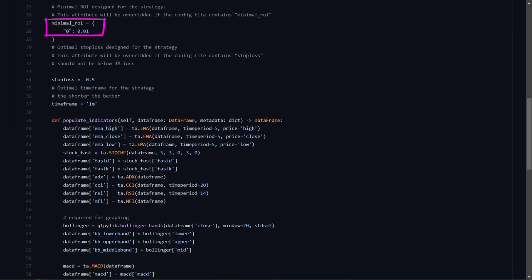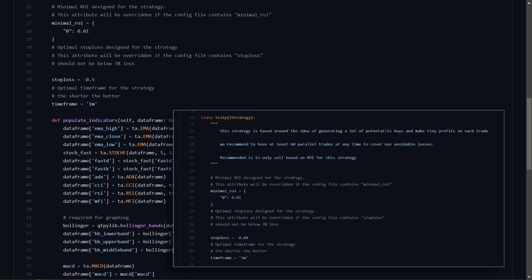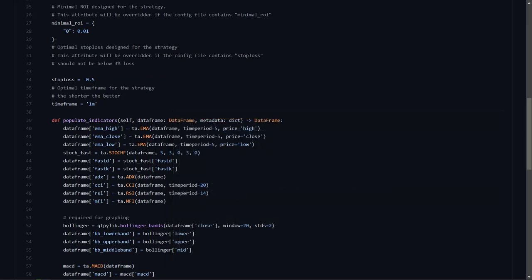The ROI of this strategy is 1%. This means that the strategy will sell when the trade reaches a 1% profit. And this was the same with the earlier tested scalp. Next, the strategy has a stop loss of 5%. And this tells me that the strategy should at least have a win rate of 5-1 to get break even. The earlier tested scalp code had a stop loss of 4%. And this is where the differences start to show now.